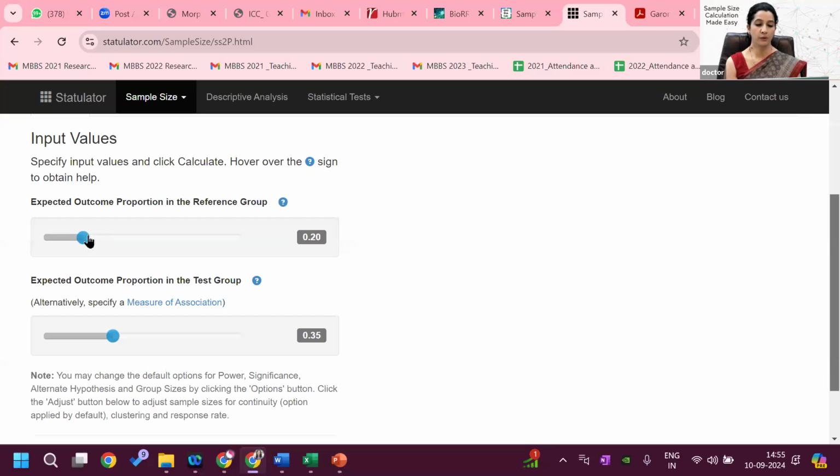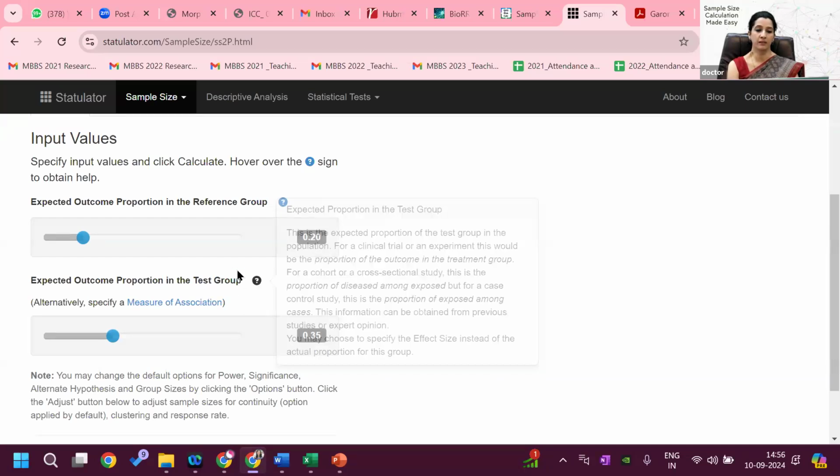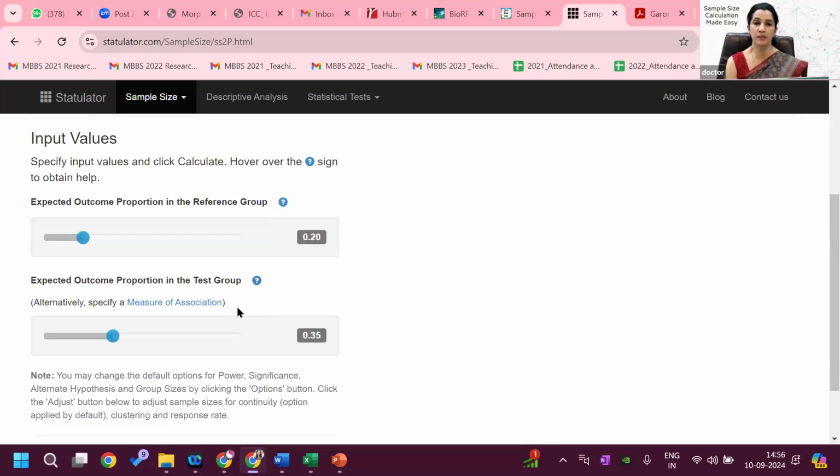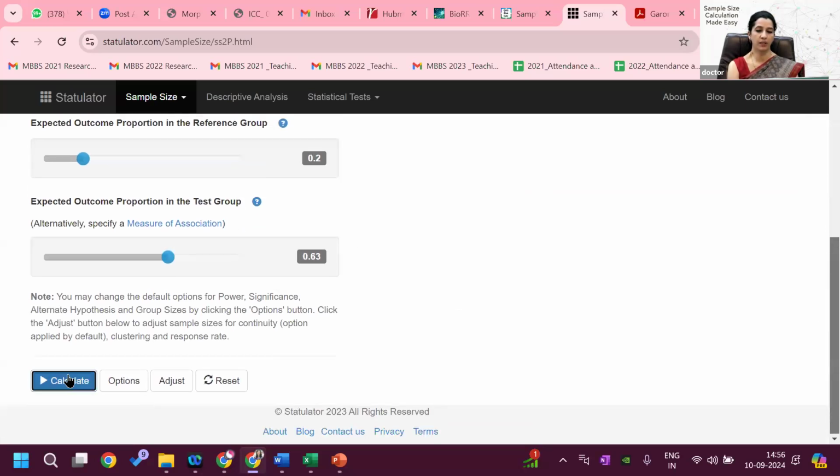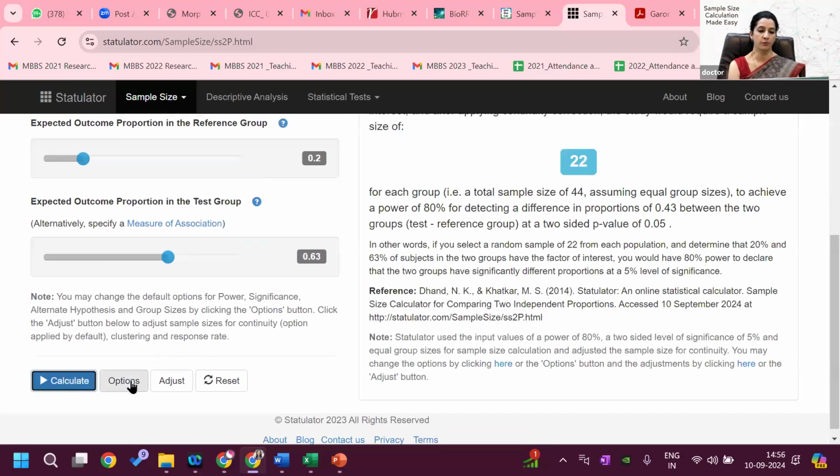So what was that? It was 20%, so 20% is already there. And what was the expected outcome proportion in the test group? That is, what was the poor glycemic control in the cases? It was 63%. You have to drag it, so I put it as 0.63. And then I press calculate. So it is 22.